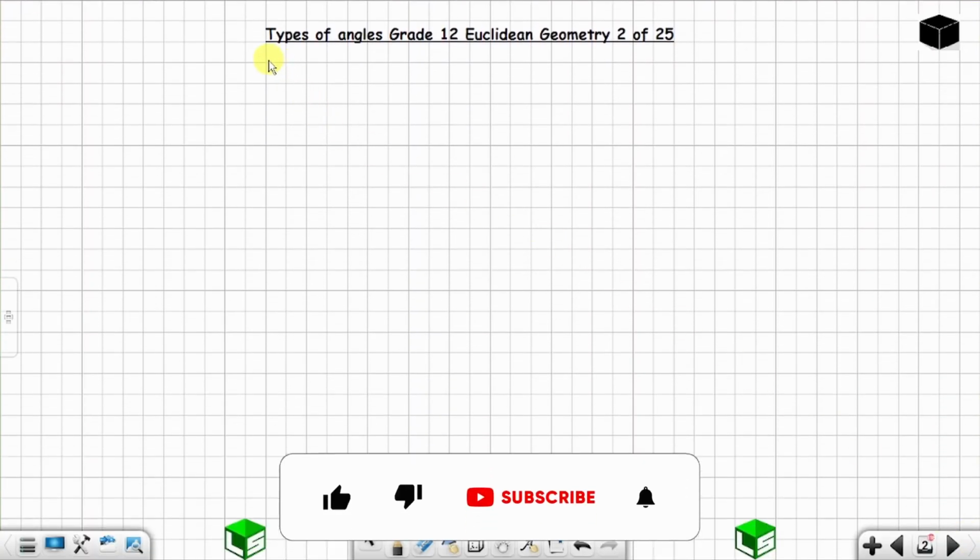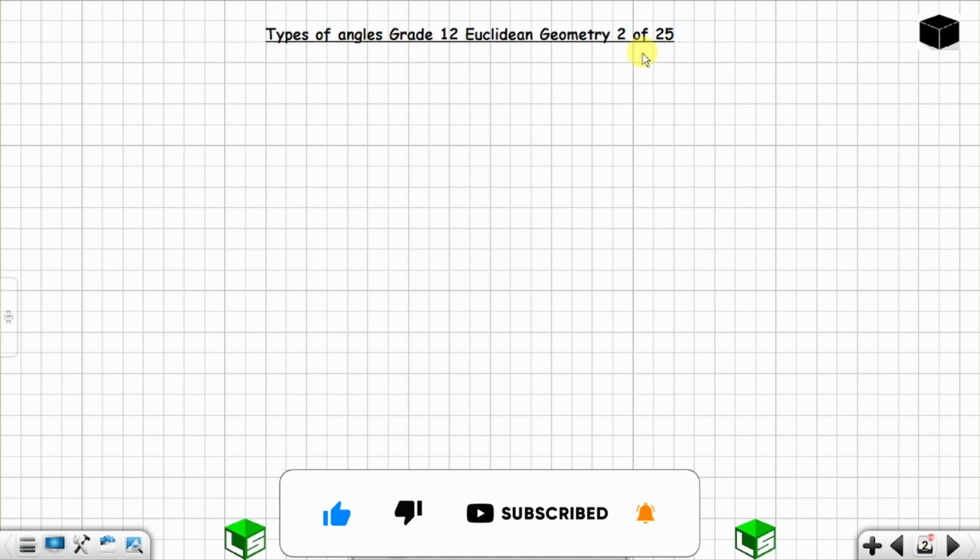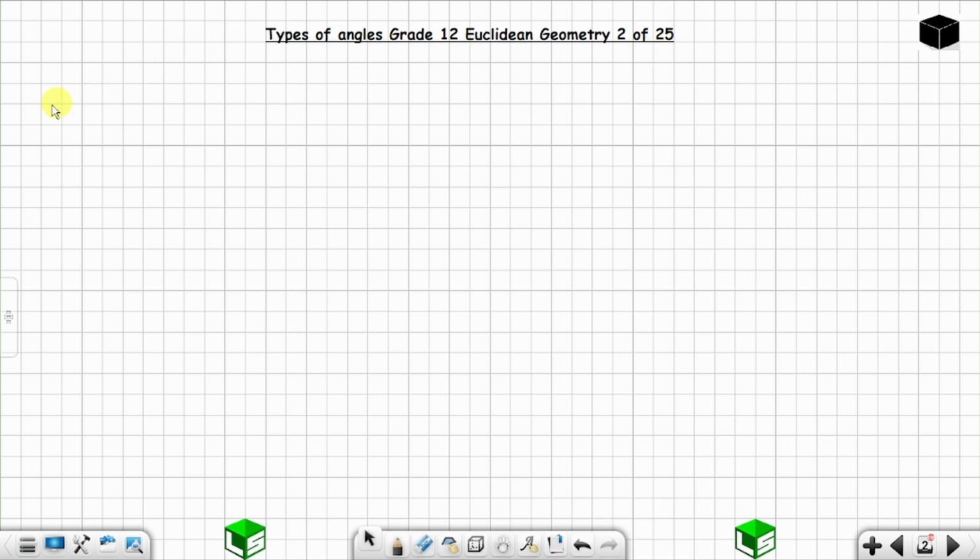Okay, friends, today we are going to see types of angles. Euclidean geometry part 2 of 25. So let's start with the parts of an angle.